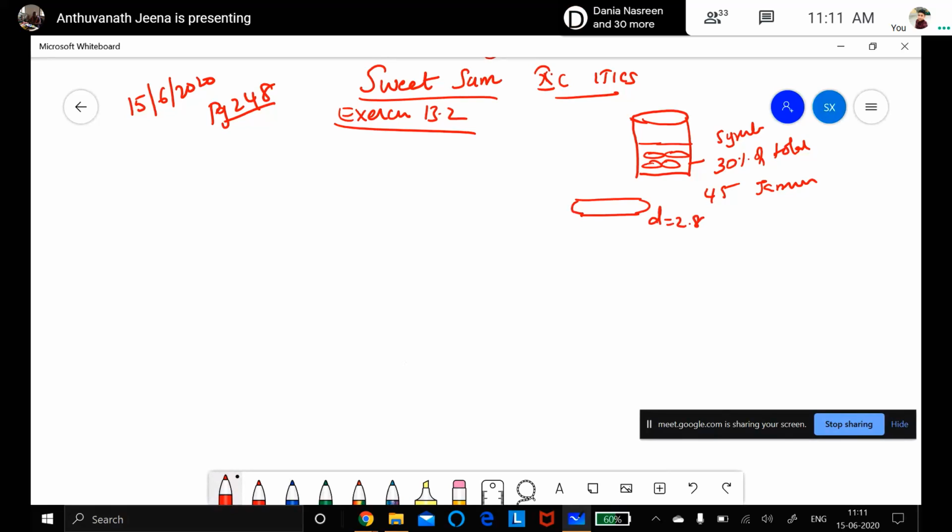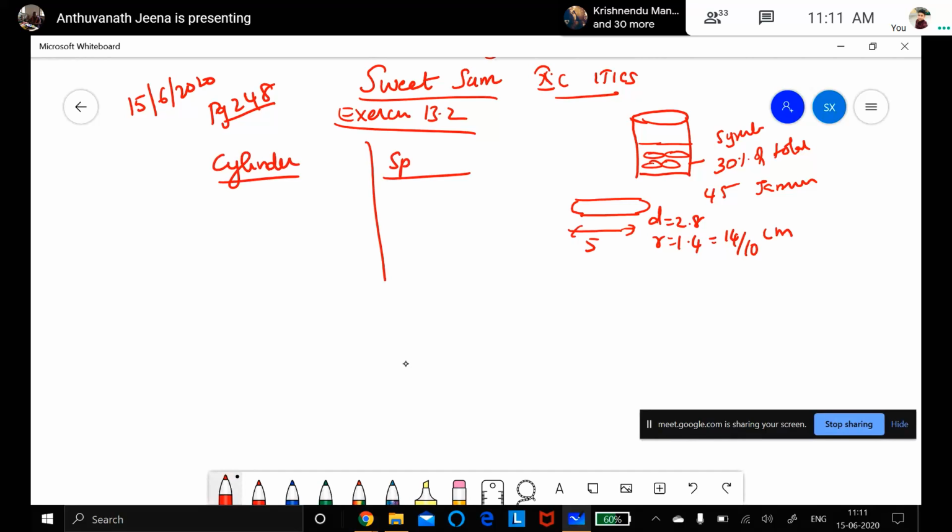Diameter is 2.8, so radius will be 1.4. I'll write 14 by 10 centimeter. Then the whole length is 5 centimeter. So we need to first calculate what is cylinder and what is sphere, separately.